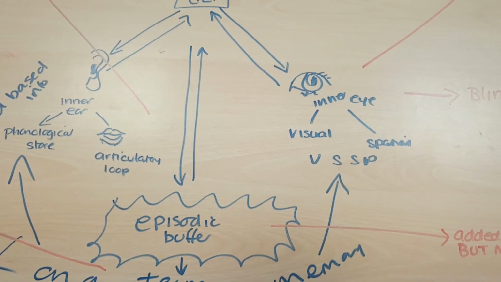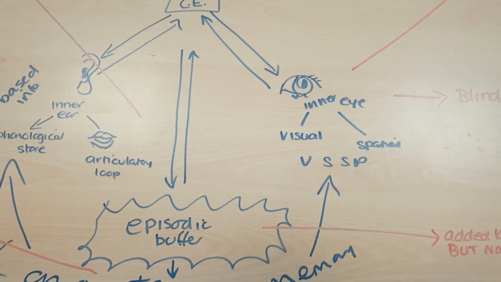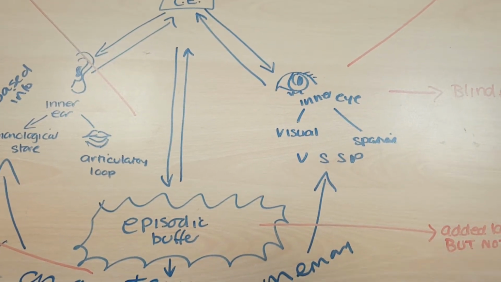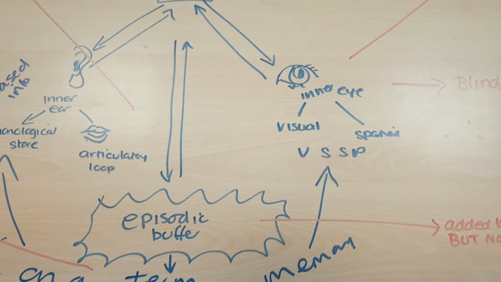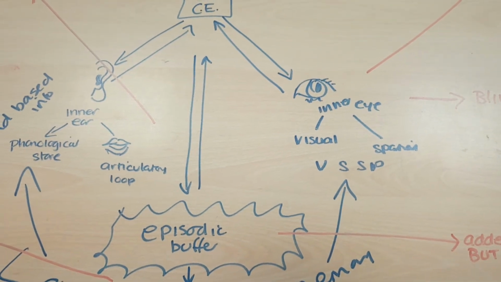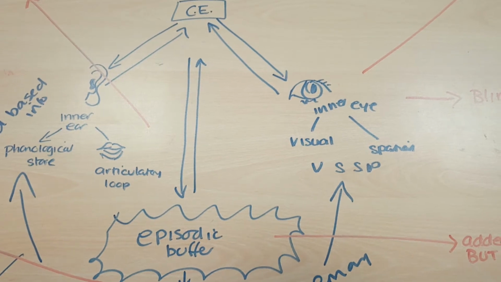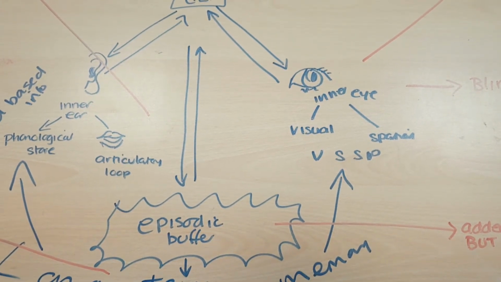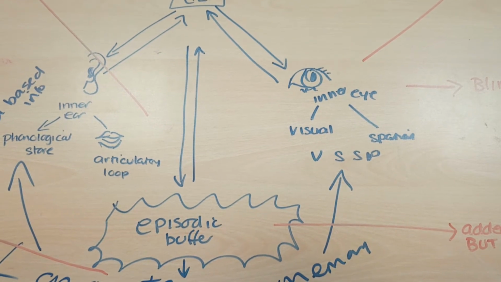The inner eye then is based within the visual spatial sketchpad, and it consists of information that is clearly visual and spatial, so locating things in space and what things look like. For example, if you had a task whereby you were asked how many windows you have in your house, you would probably call up visual information from your long-term memory and would then use that image that you have on your inner eye to be able to answer the question.